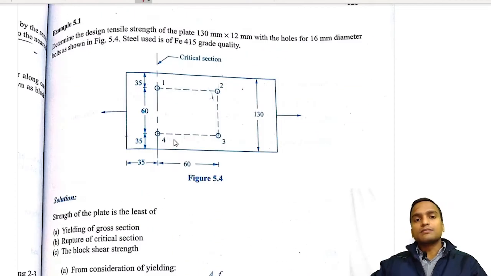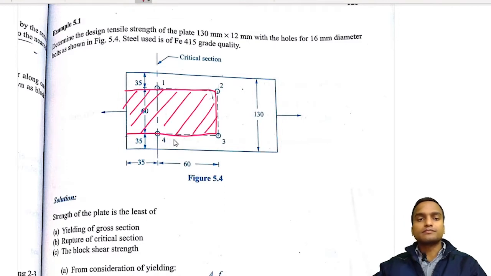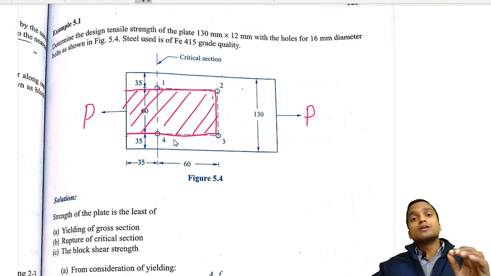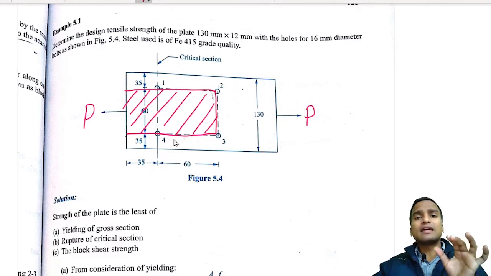So in this diagram, the block which is being sheared out is this one. This much block is getting separated from the joint altogether. Now this is the direction of axial force being applied on the plate. So it is very important to draw the diagram of the block. If you learn to draw the diagram of the block, you will understand where the shear force is acting and where the tensile force is acting, and how to calculate the gross area and net area of the shear plane as well as the tensile plane.